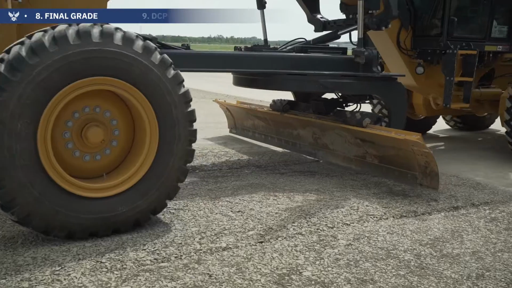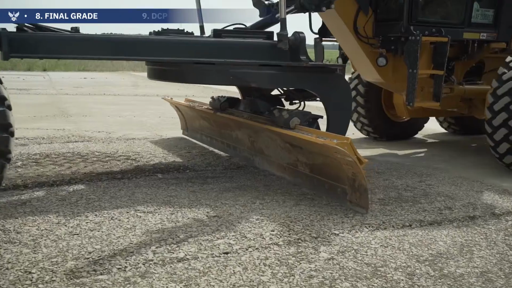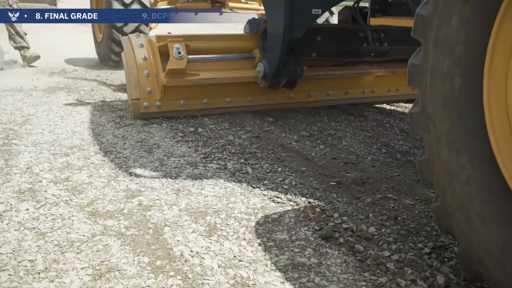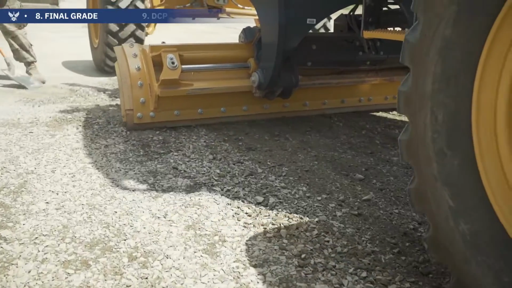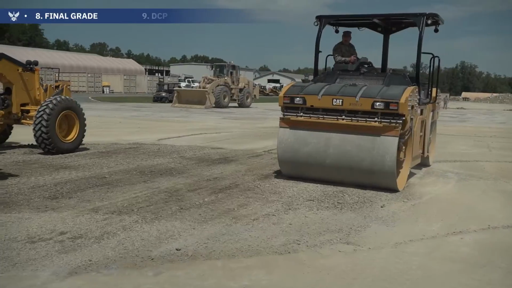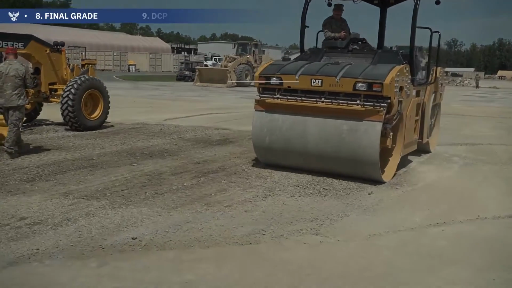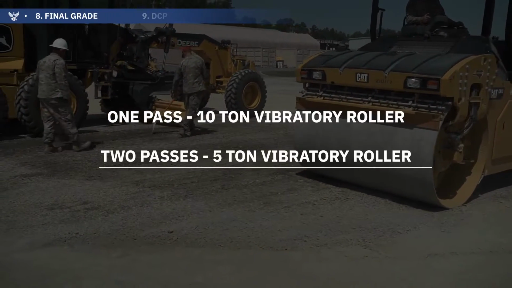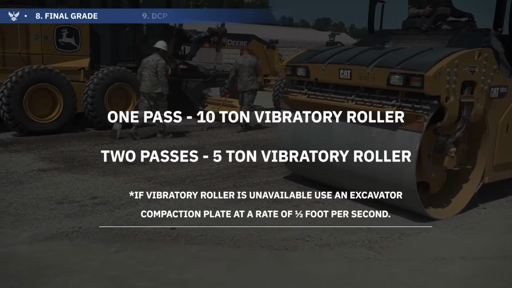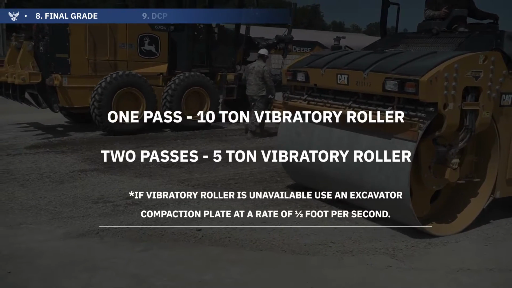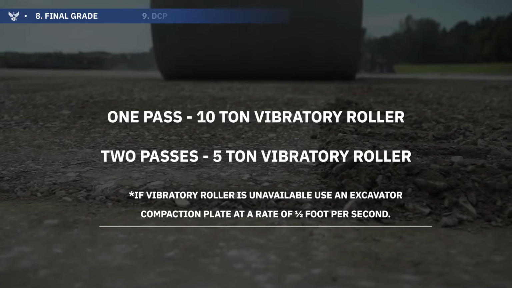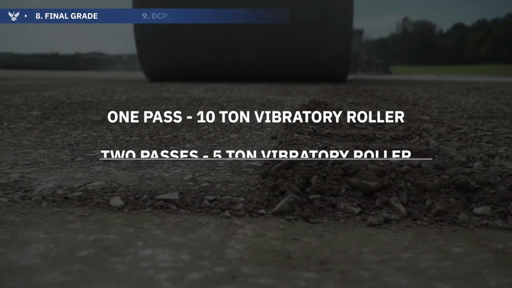Step 8. Final grade and compaction. Grade the compacted crushed stone to approximately 1 inch above the pavement surface. Compact the crushed stone flush with the pavement surface using 1 additional pass of a 10-ton vibratory roller, 2 passes of a 5-ton vibratory roller. If a vibratory roller is not available, use an excavator compaction plate at a rate of 1/2 foot per second.